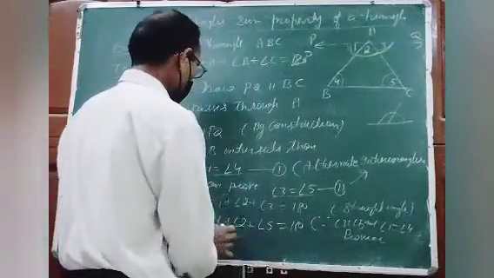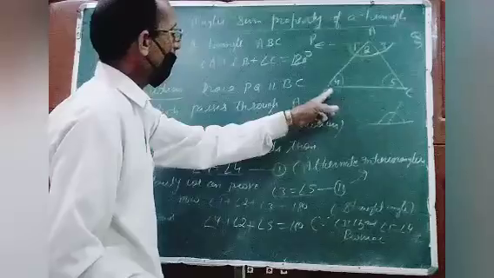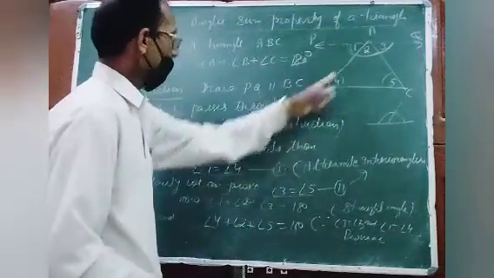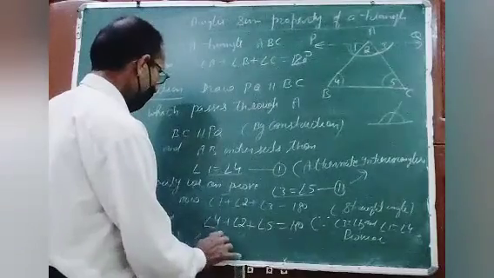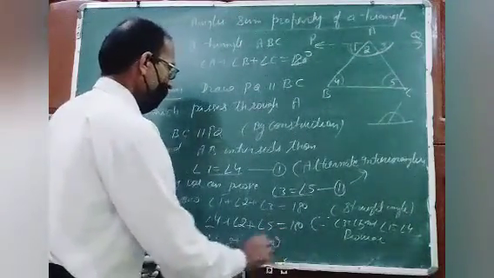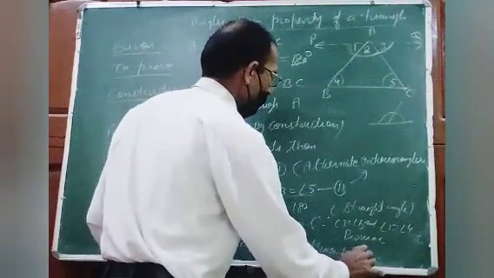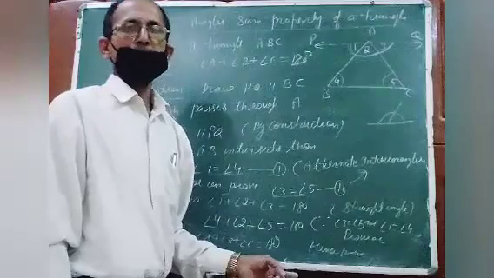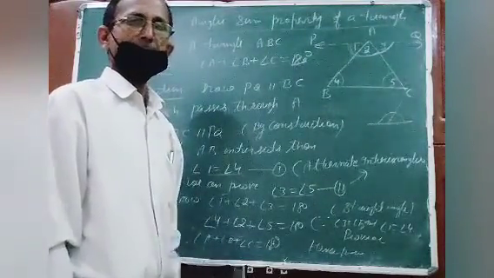Now angle 4 plus angle 2 plus angle 5 is equal to 180 degrees. Angle 4 means angle B, angle 2 means angle A, so you can write angle A plus angle B plus angle C is equal to 180 degrees. Hence proved. This is a very important theorem. So I hope students will try to understand and do practice.